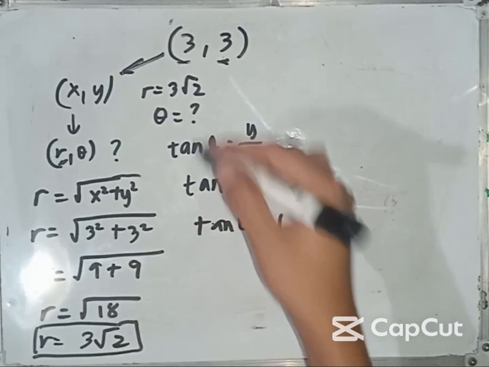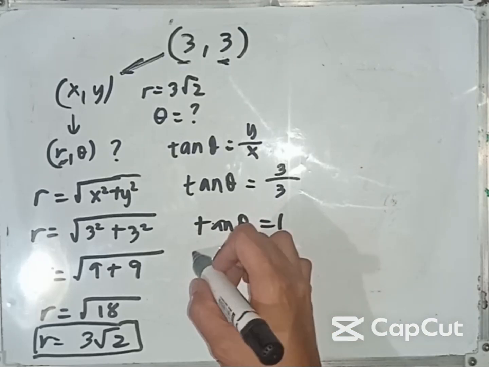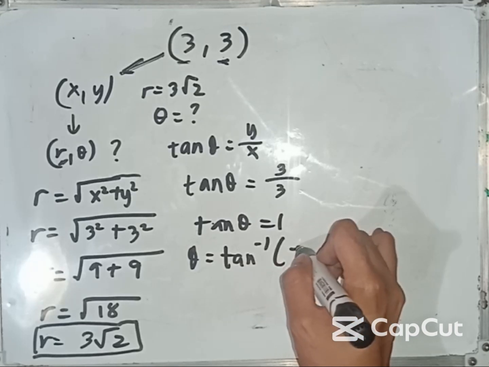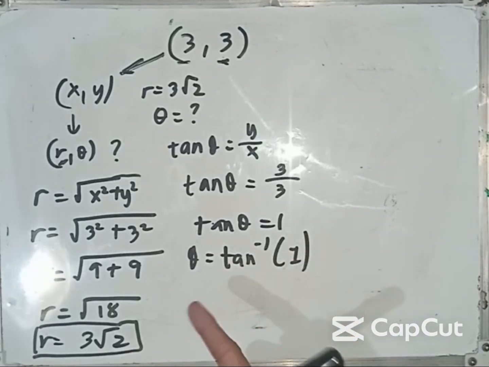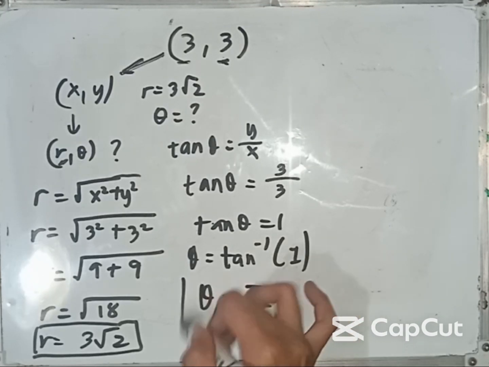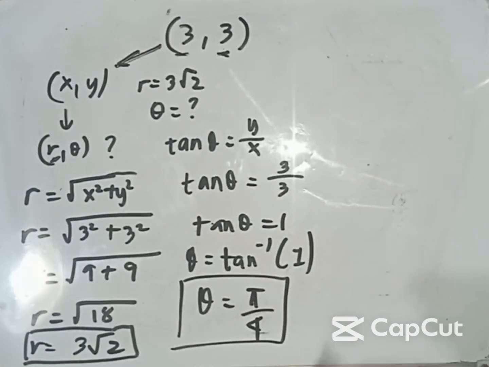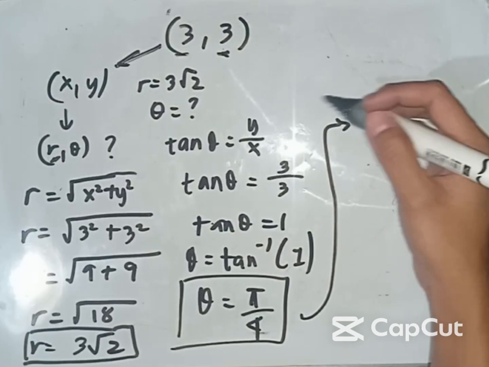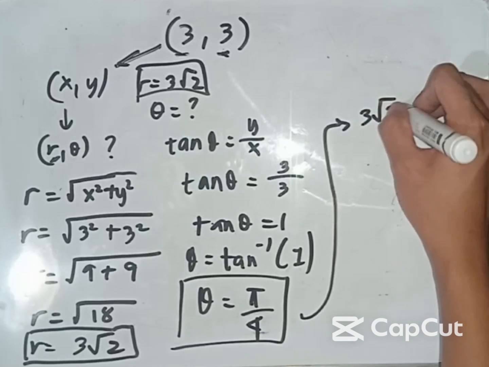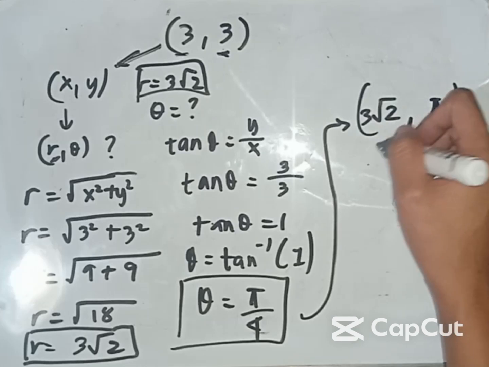Okay, but we'll not end there. To find theta, let's get the arctan of 1. So, theta is equal to pi over 4. Therefore, our coordinates 3, 3 in polar form is 3 square root of 2, comma, pi over 4. So, that's it.